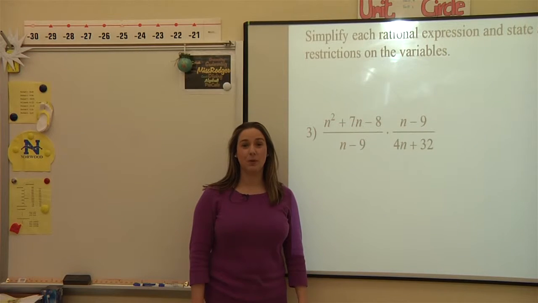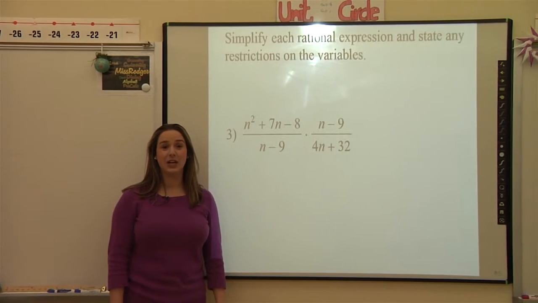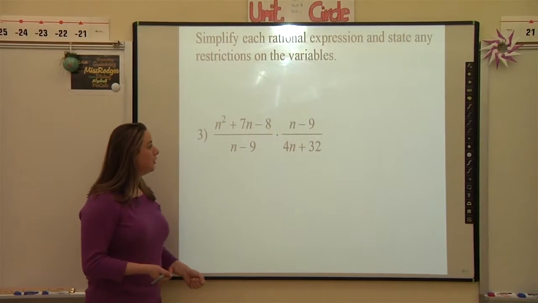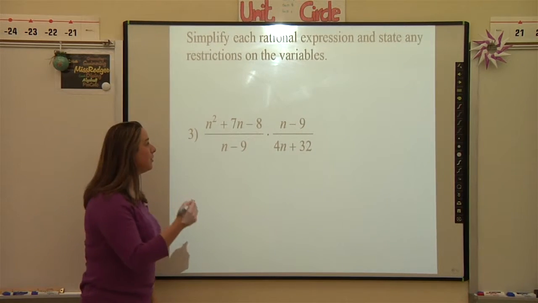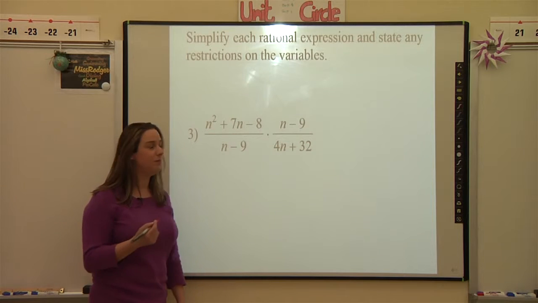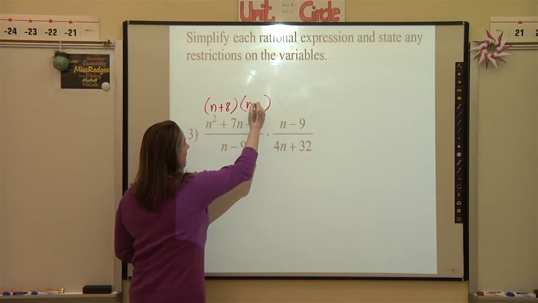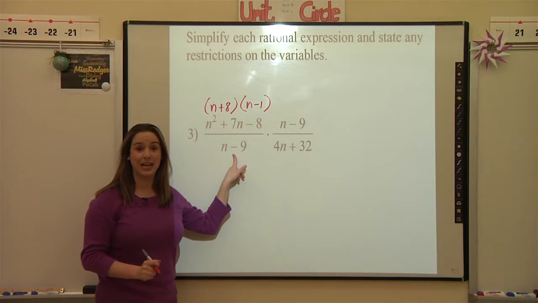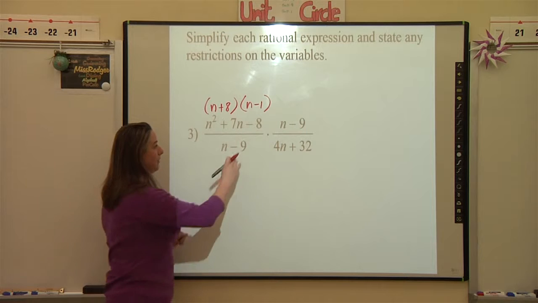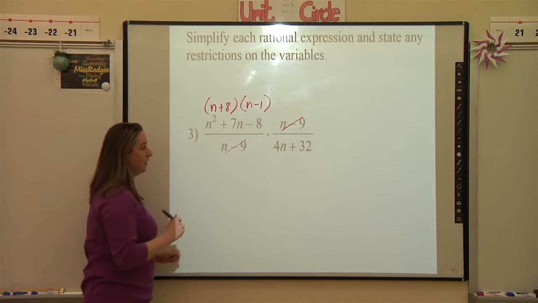Let's take a look at a problem where we multiply two rational expressions together. Again, I want to use the technique of factoring, if I can. When I think about n squared plus 7n minus 8, it's a quadratic, so we should feel pretty comfortable factoring it. This is going to be n plus 8 and n minus 1. And that does work. We have n minus 9 in the denominator here, so if you notice, this n minus 9 and n minus 9 will cancel out, cross-canceling.